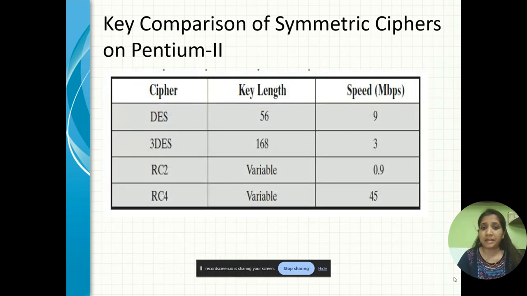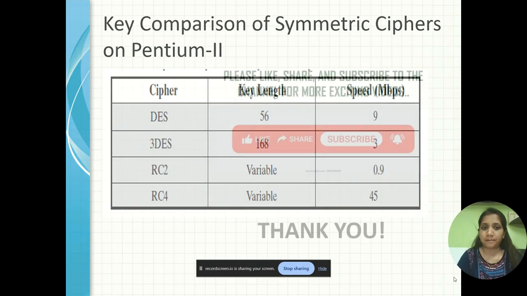So the comparison of symmetric ciphers, in terms of key length and speed. The DES cipher has key length 56 and speed 9 Mbps. 3DES has key length 168 and speed 3 Mbps. RC2 has variable key length and speed 0.9 Mbps. RC4 has variable key length and speed 45 Mbps.